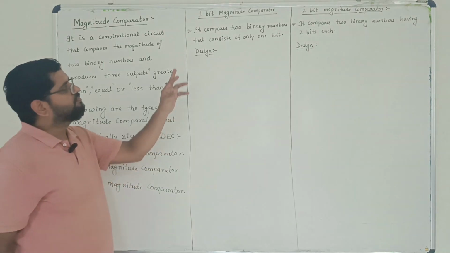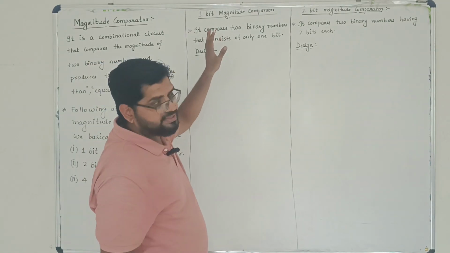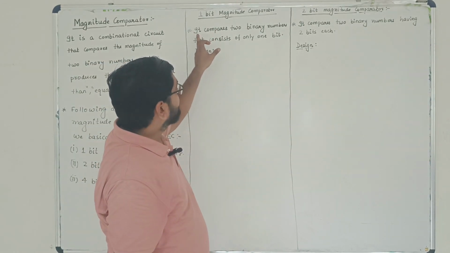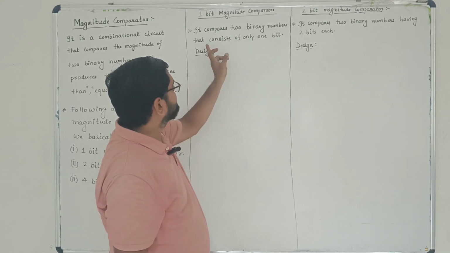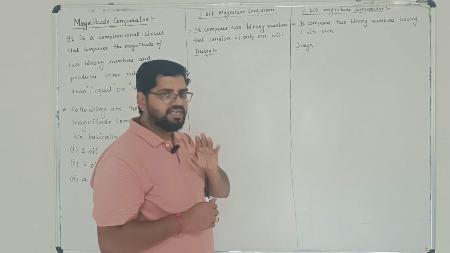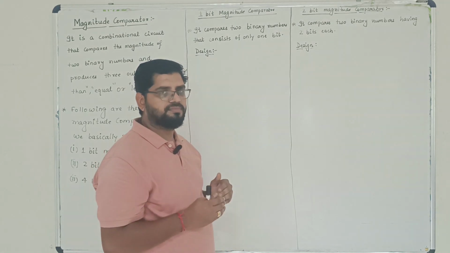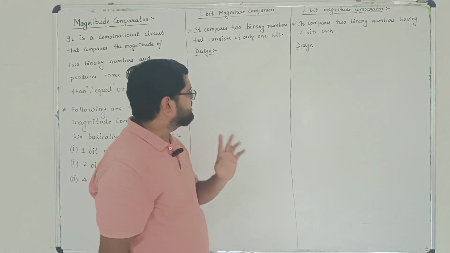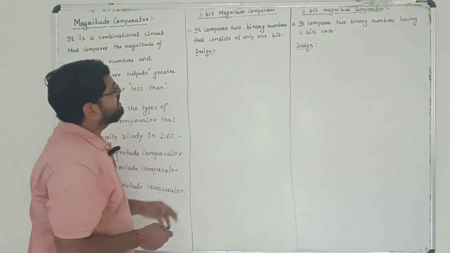Now starting with the 1-bit magnitude comparator, as I said previously, it compares two binary numbers that consist of only 1 bit. I mean, it takes input as two binary numbers, and each binary number will have only one binary bit. So this is the definition.